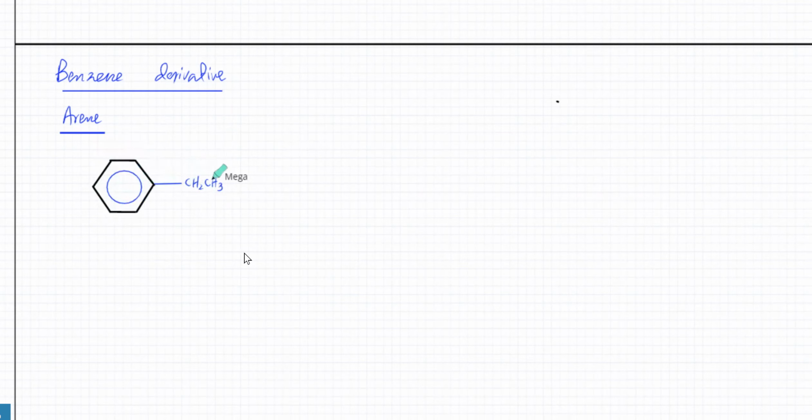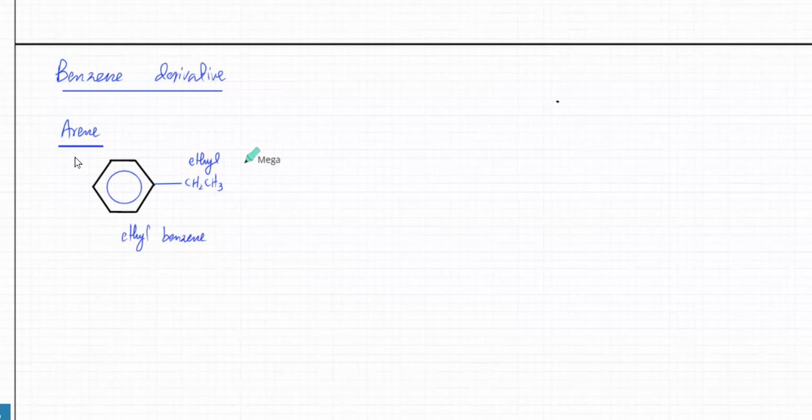So that's what an arene is, which is basically a benzene attached to an alkyl chain. The name of this molecule is going to be ethyl benzene, because you've got an ethyl group attached to it. You could have methyl benzene, you could have propyl benzene. You could have all sorts of benzenes. You don't have to learn all the names. The simple ones, you should know. Like this one is ethyl benzene.